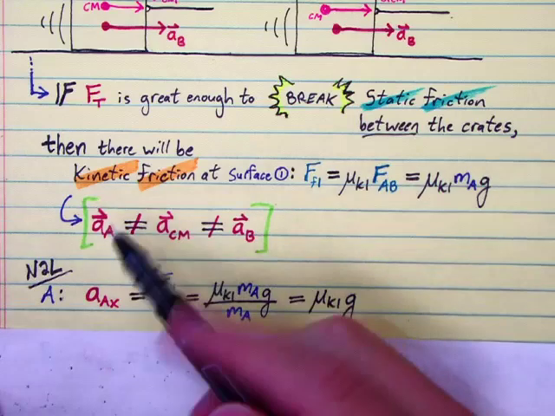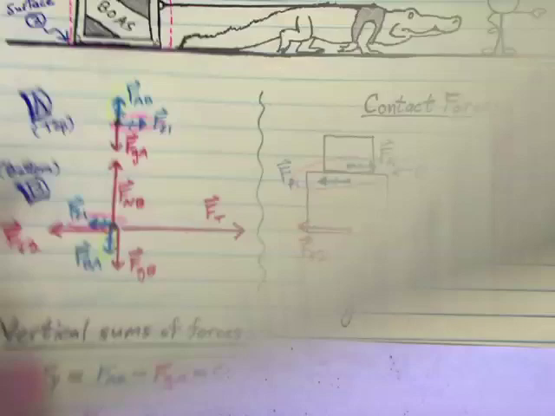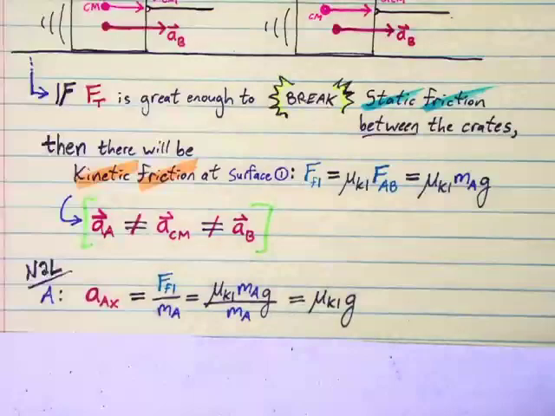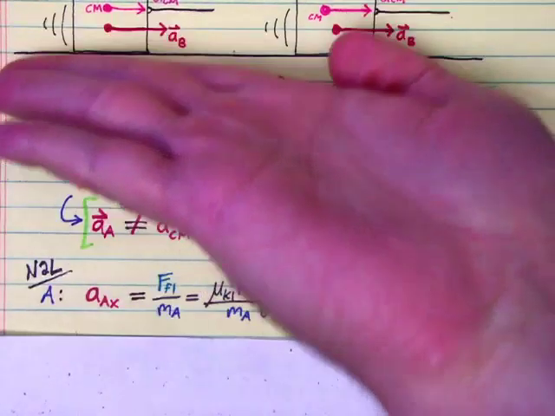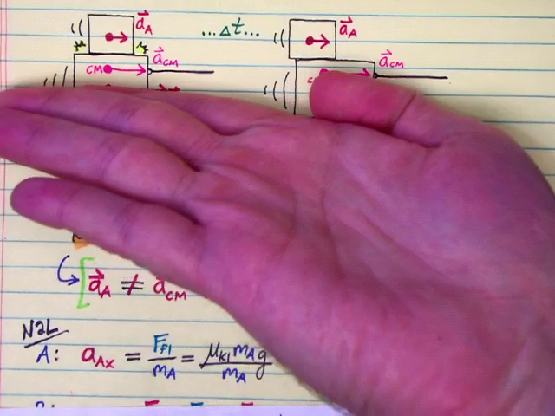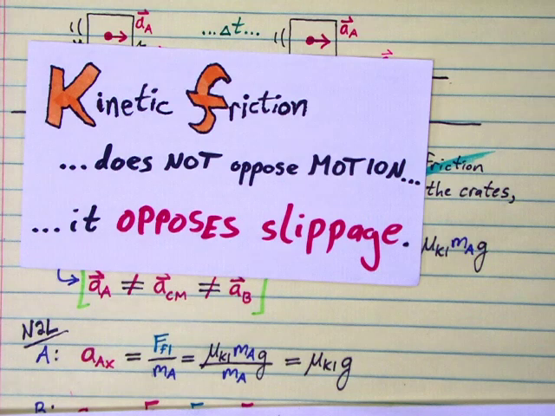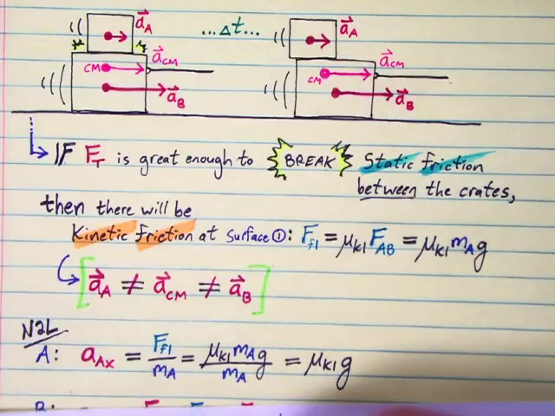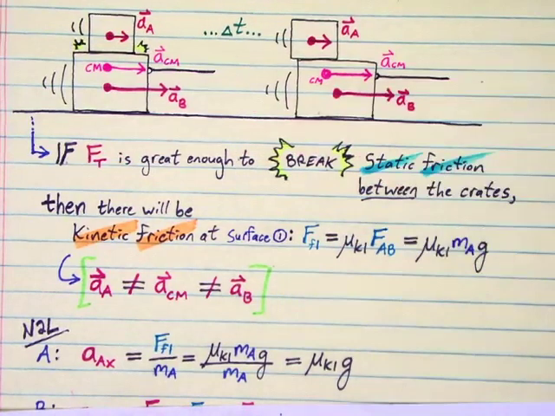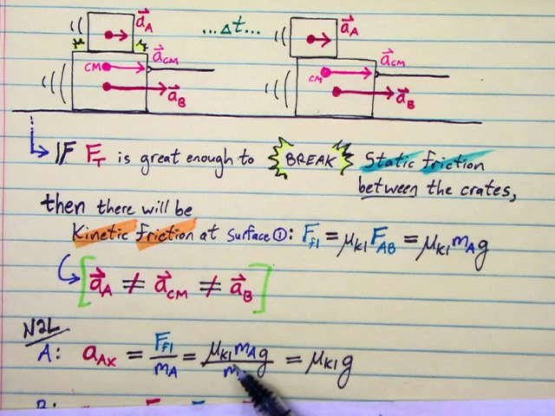Okay, starting with the acceleration of the top crate, we'll do N2L for just the top crate. The only force accelerating it forward is this one, which is that kinetic friction, as the bottom crate sort of drags the top crate along with it. Because kinetic friction doesn't oppose motion, it opposes slippage. So that slipping here will sort of drag the top crate along with the bottom crate.